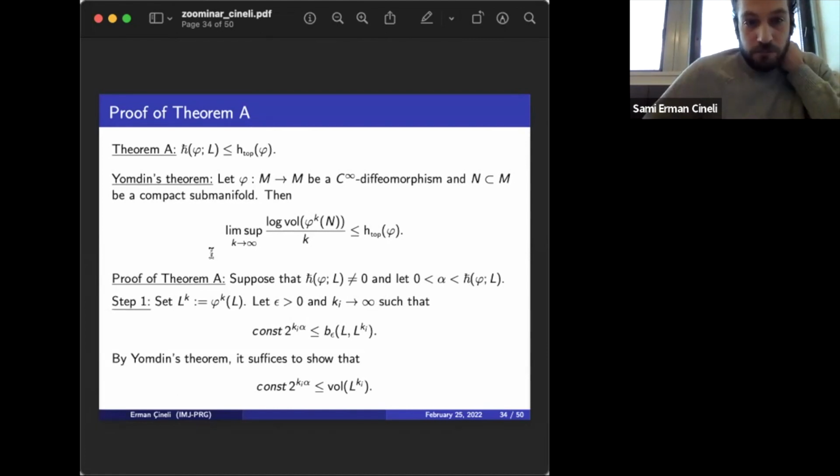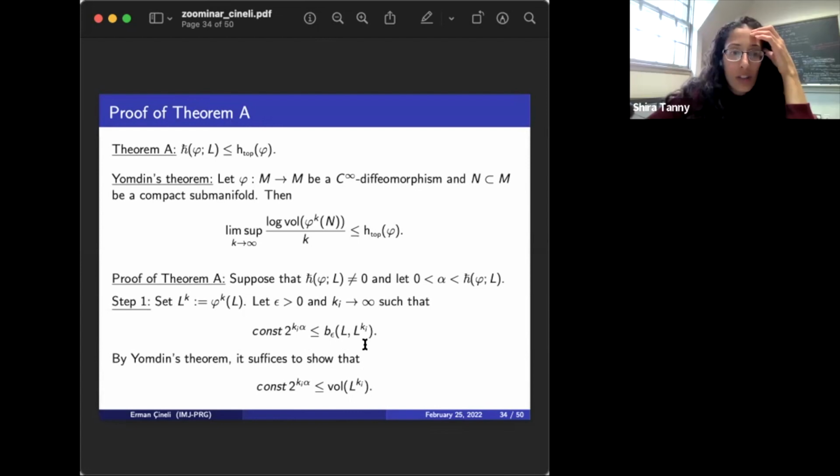Now by Yomdin's theorem, let's make the following observation. It suffices to show that the volume of L to the k_i is bounded from below by some constant, again, times 2 to the k_i alpha. These constants do not have to be the same, but the constant shouldn't depend on k_i, and as long as we can find this, we are done. So we will try to estimate the volumes of L to the k_i.